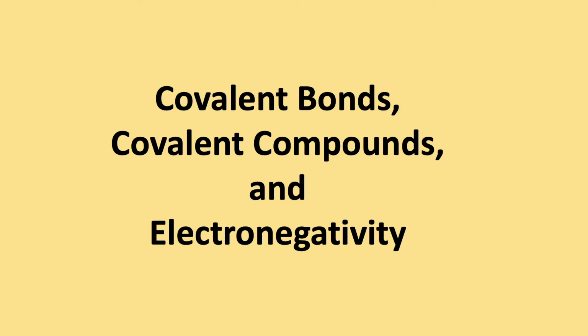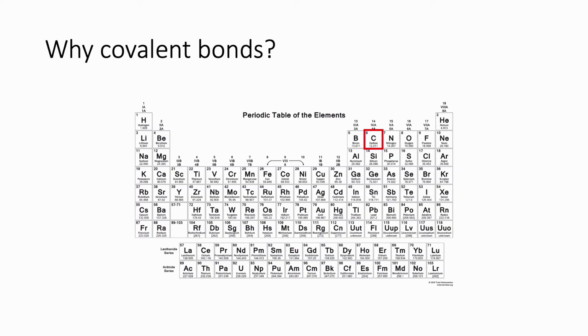Hi, today we're going to talk about covalent bonds, covalent compounds, and electronegativity. Up till now, we have talked only about ionic compounds and why they form. So now we need to talk about the other sort of bonds, and why and how those form differently from ionic bonds.